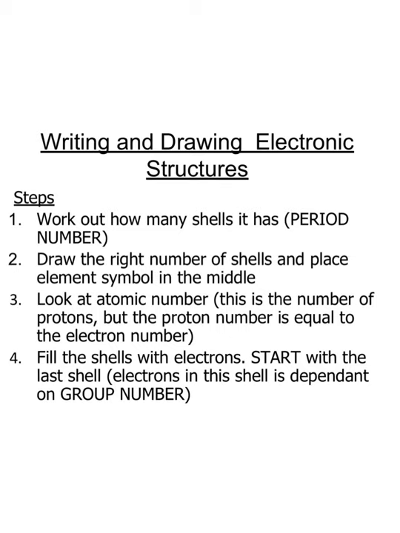Notice here I've said number 1, work out how many shells it has. You look at the period number, that is the row that it is in. It then says draw the right number of shells and place the element symbol in the middle. Look at the atomic number. Again, you get this from the periodic table. The atomic proton number is the bottom number of each of the elements in the periodic table. It then says fill the shells, starting with the last shell. Electrons in this shell depend on group number.